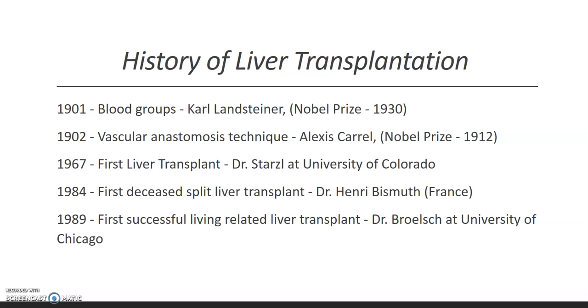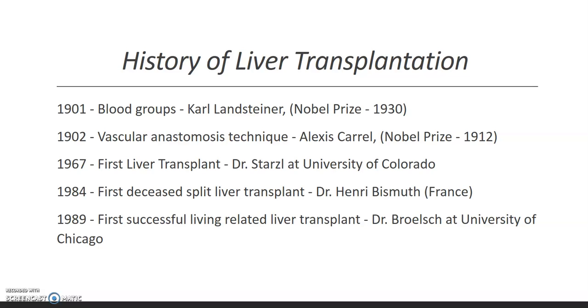So the history of liver transplantation started in 1901 when Karl Landsteiner discovered blood groups. This was further enhanced by vascular anastomosis technique development by Alexis Carrel, and both these gentlemen got their Nobel Prizes for their respective work in early 1900s. In 1967, Dr. Starzl performed first liver transplant at University of Colorado. He was the pioneer in the art and knowledge of liver transplant and had also several other contributions to the field of transplantation.